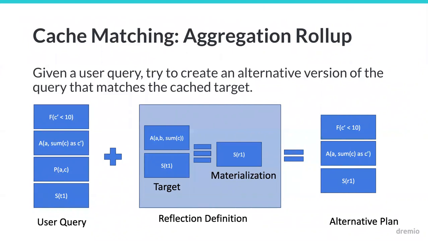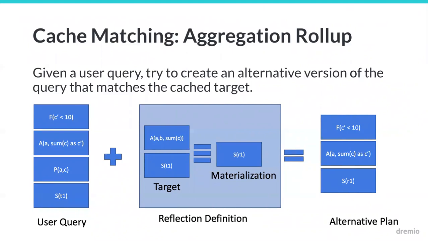Okay, now inside the reflection definition, we have a similar query where this time we simply did a scan of T1, and then an aggregation where we grouped by A and B and computed the sum of C. So you'll notice that the query is not exactly the same as the user query, but it's very similar. Okay, so now this reflection definition means that the target query can be replaced with a simple scan of the materialization R1.